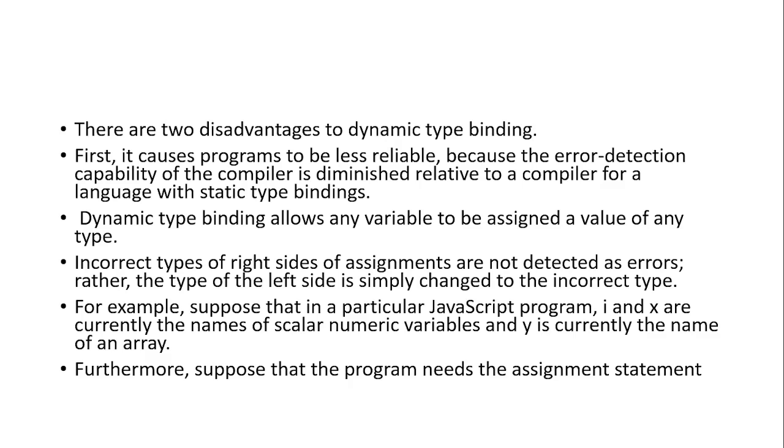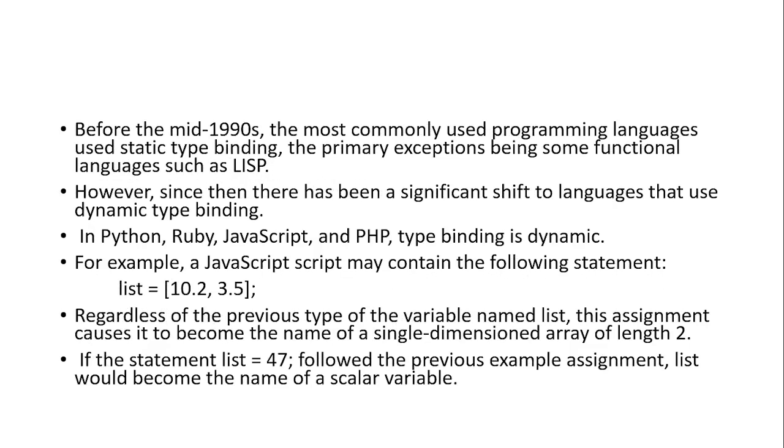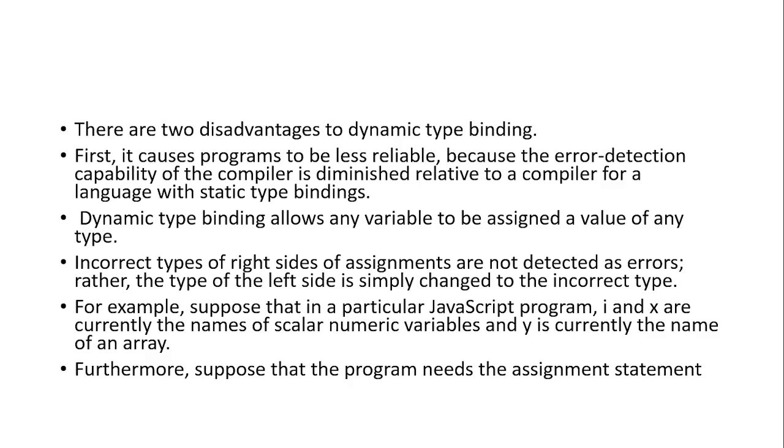The option of dynamic type binding was introduced in C# 2010. A variable can be declared to use dynamic type binding by including the dynamic reserved word in its declaration. Like you can define dynamic any. That means this particular variable any can be dynamically bound.